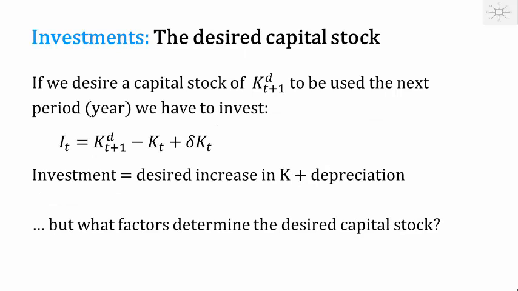Well, that is given by this equation. Investment is the desired capital stock next year, K^D_t+1, minus what you have now, plus the depreciation of the capital stock. And here you see the two motives for investing. You desire to increase the capital stock, and you want to maintain the stock that you already have. So obviously, to understand investment, we have to understand what is the desired capital stock.